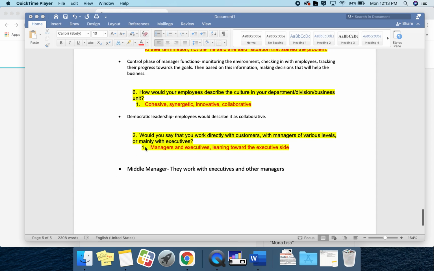And then this third question, would you say that you work directly with customers, with managers of various levels, or mainly with executives? She works with managers and executives. But she works more with the executives. So my best guess would be that she's somewhere in that middle management, maybe an upper level middle manager. And we say this because she specified that she both works with other managers and with executives. So she's probably part of that communication between some lower level managers and the upper level managers.